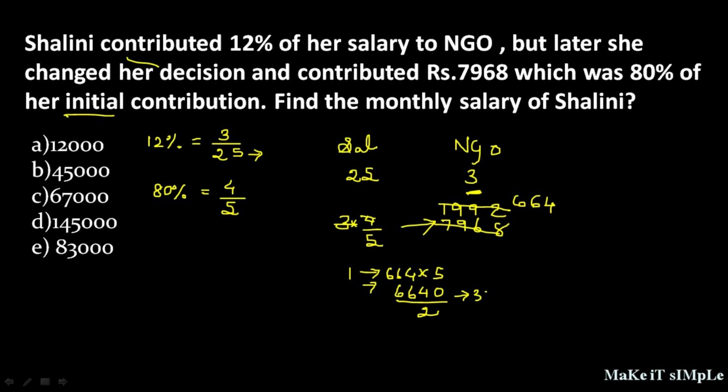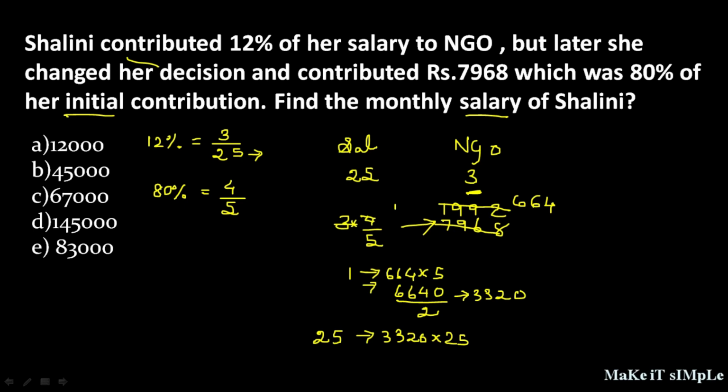Now what will you get? 3320. In the question, what are they asking? They are asking for the monthly salary. So the salary is how many units? It is 25 units. So 1 unit is 3320, and 25 units means we have to multiply by 25. Again we have a shortcut for multiplying by 25. So you have to know the shortcuts for multiplication.